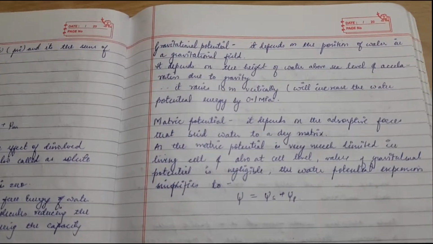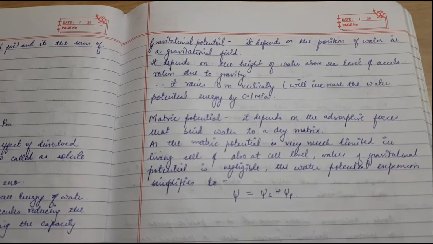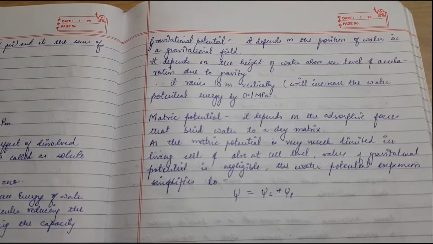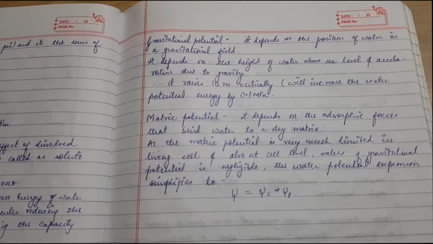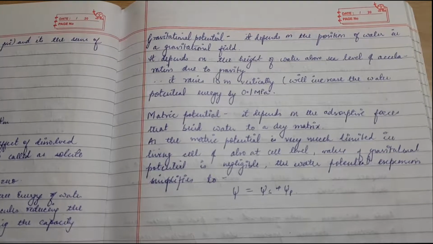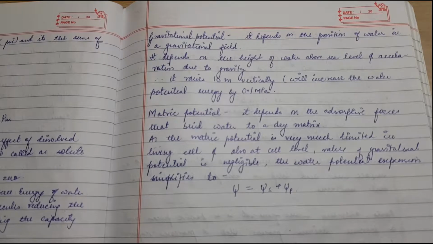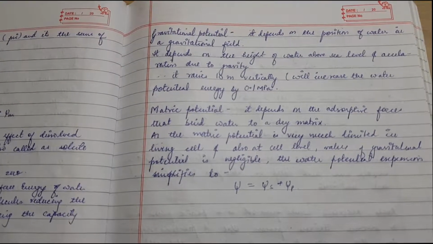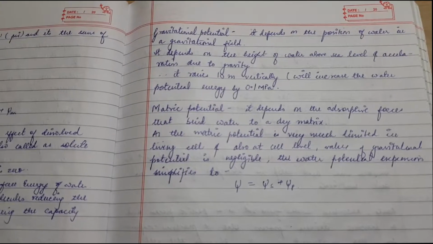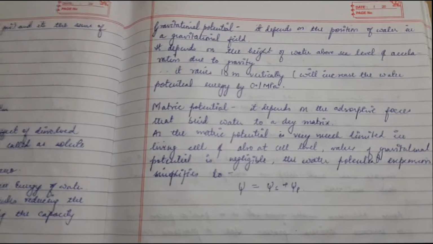Gravitational potential depends on the position of water in the gravitational field. It depends upon the height of water above the sea level and acceleration due to gravity. This is simple English, you can all understand what it means. Because of the gravity, जो उसकी height होती है, depends on the height of the water above the sea level. If it rises 10 meter vertically it will increase the water potential by 0.1 MPa.